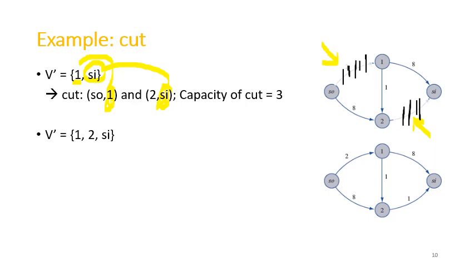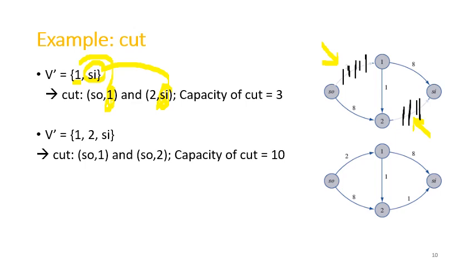Let's say I chose 1, 2, and sink to be in V prime. This is also okay because V prime contains sink, but does not contain the source. So what are the arcs in the cut? We have only source to 1 and source to 2. Because remember, you need to find the arc ij such that j is in V prime, but i is not. So these are the arcs, and the capacity of this cut is 10. Again, we can see that if we take those arcs out from our network, there is no way to travel from source to sink.